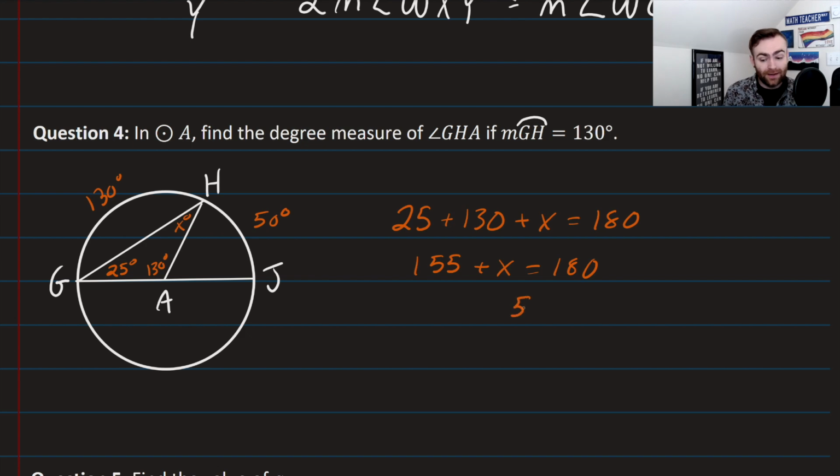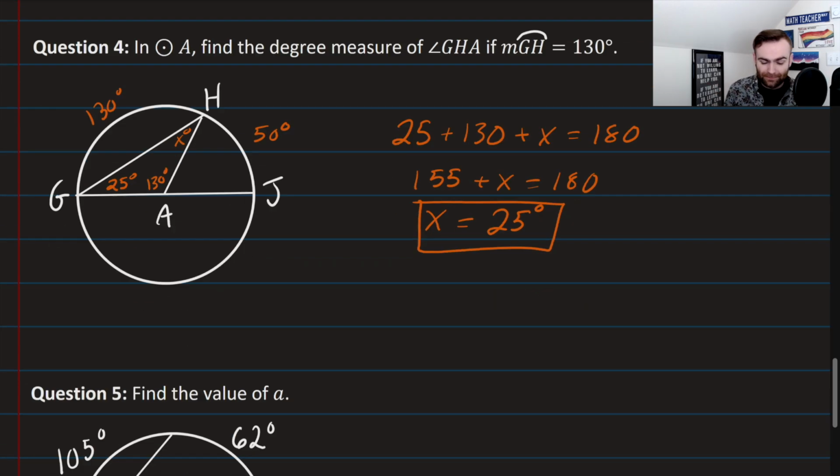Well, I know it's going to end in a 5. That would bring me to 60, and I need 20 more. So x is equal to 25 degrees. And there you have it. Not too bad. Just got to figure out where you're going, what you're doing.